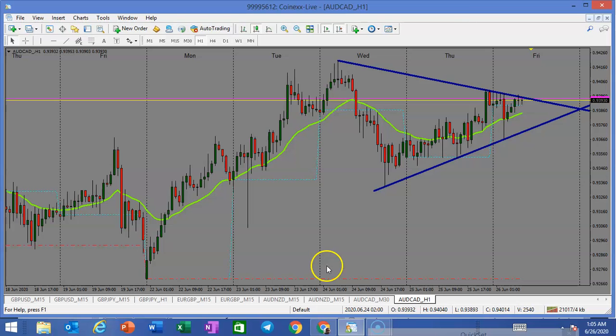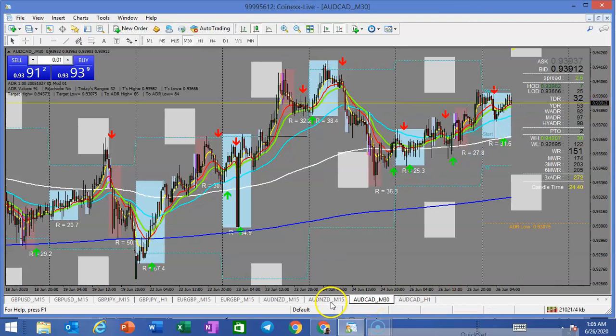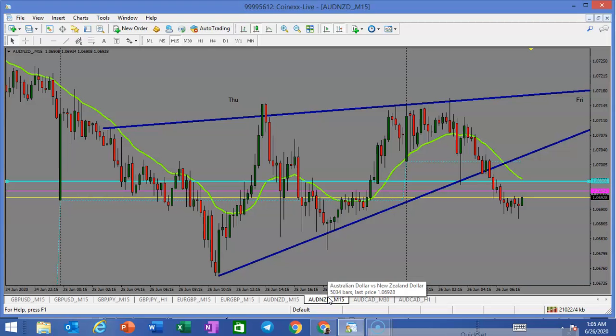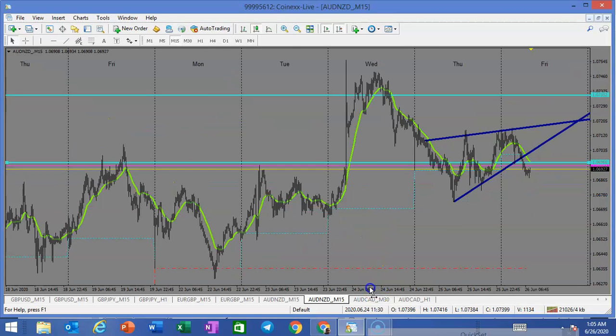We're still in our triangle. Okay, so we're waiting on ACAD. I think NZD already broke out. Now it looks like it's retesting.